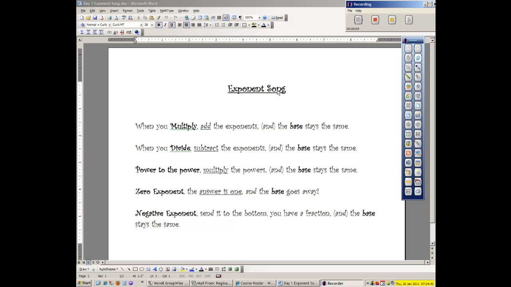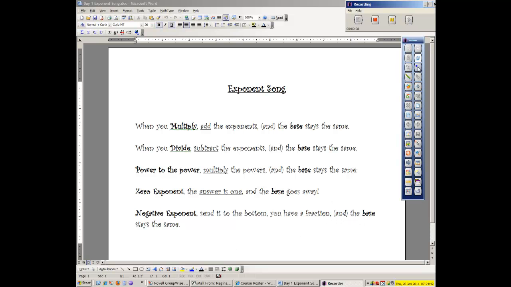Okay, this is the exponent song. When you multiply, add the exponents and the base stays the same. When you divide, subtract the exponents and the base stays the same. Power to a power, multiply the power and the base stays the same. Zero exponent, the answer is 1 and the base goes away. Negative exponent, send it to the bottom. You have a fraction and the base stays the same.